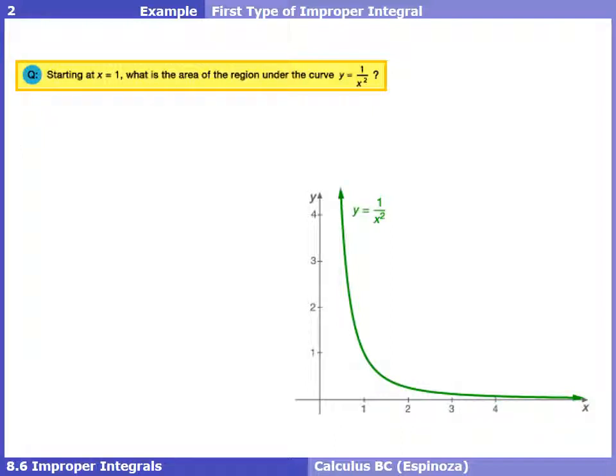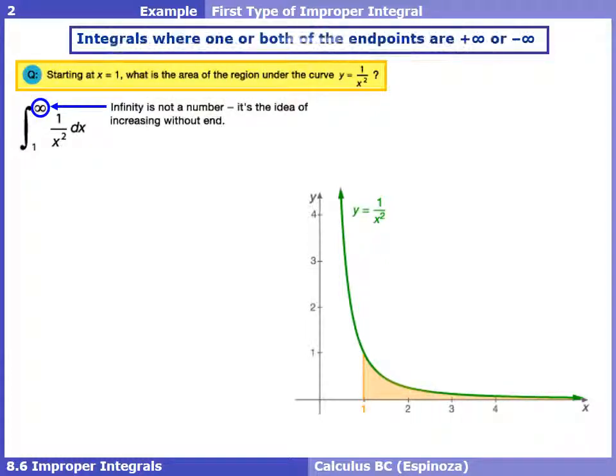Okay, so let's take another look at a similar example. And in this problem, we're going to start at 1 again, and we want to find the area of the region under the curve 1 over x squared. So a different function than before, but still the same idea. We want to start at 1 and find the area from 1 to infinity. Again, this falls into the category of an improper integral because one of our bounds, or it could be both of our bounds, but in this case one of our bounds is either positive or negative infinity. So we're going to go ahead and set up this improper integral first. We want to integrate from 1 to infinity of 1 over x squared dx.